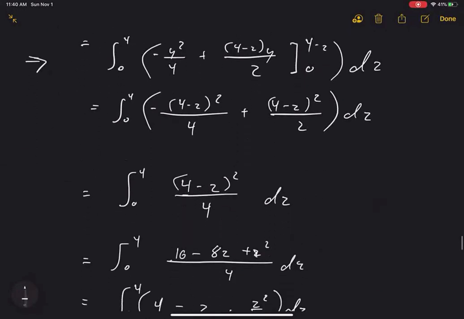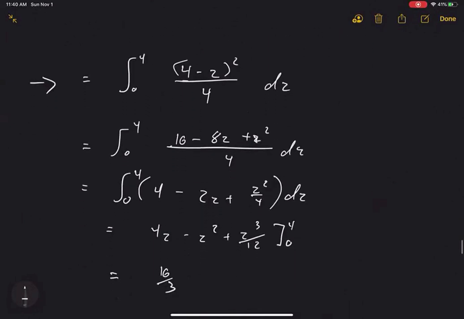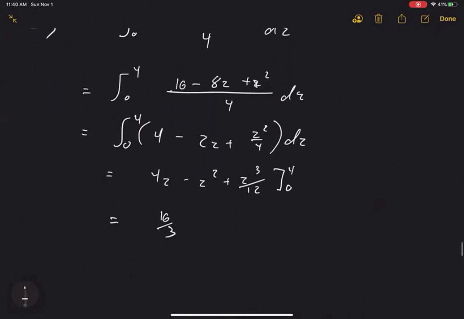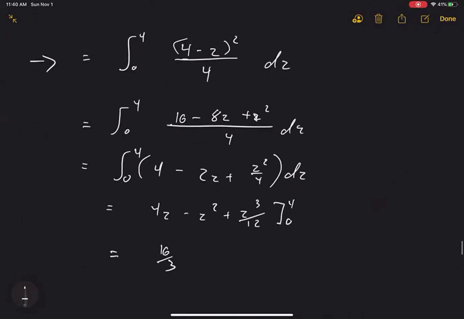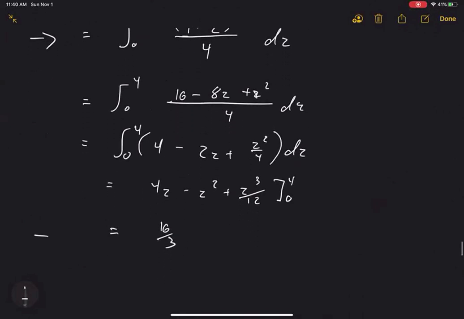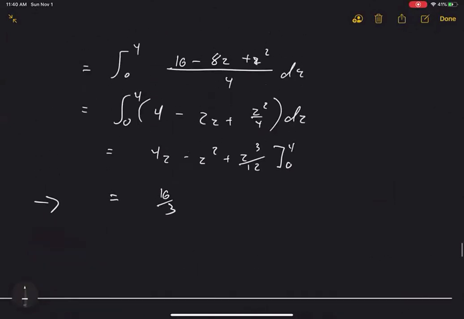It actually simplifies pretty nicely into this integral from 0 to 4 of 4 minus z squared over 4. I'm just going to expand all that in the numerator and divide out the 4. It becomes a very easy integral of z, and all that works out to 16 over 3. That's my volume of that region.